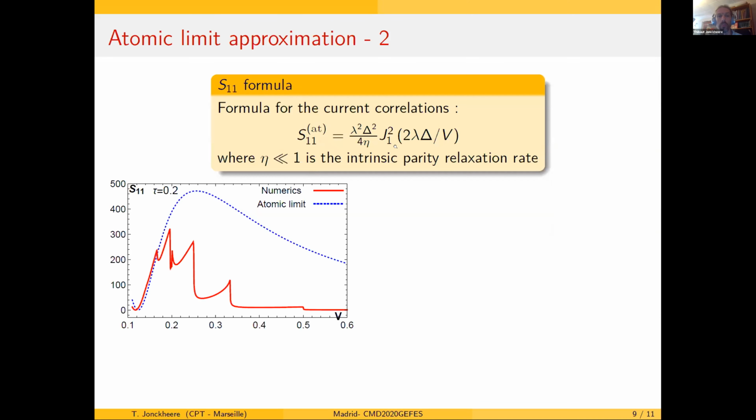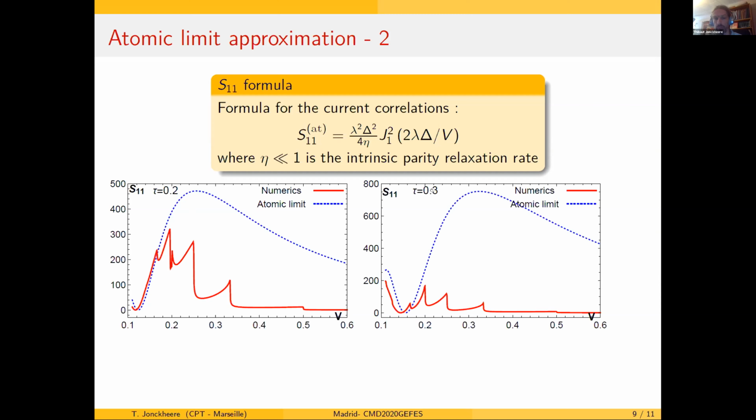If we compare these analytical results of the atomic limit approximation to the full numerics, this is what we get for transparency 0.2. The red one is the full numerical result, same as before, but in linear scale as a function of voltage, and the blue one is the atomic limit. And this is the same for transparency 0.3. What we can see is that there are good points and bad points. The good point is that the overall scale of the noise is quite well reproduced by the atomic limit. This means that we understand where these huge values of the noise come from.